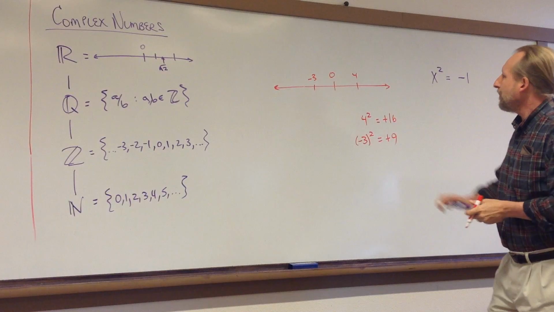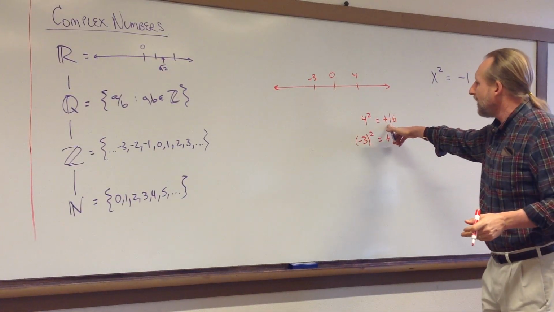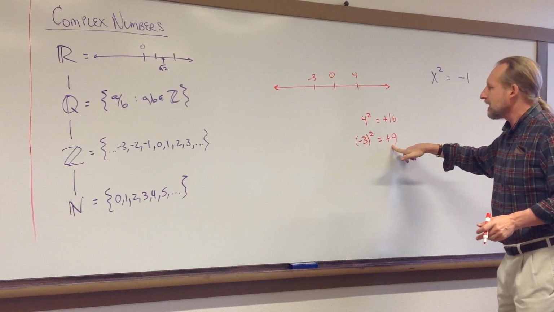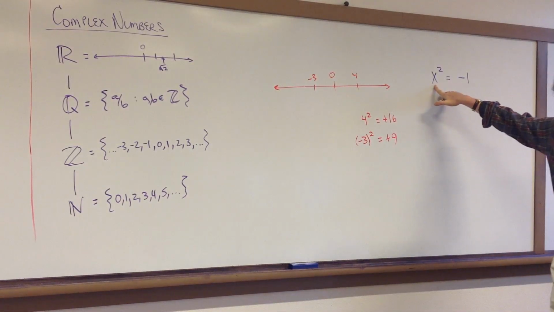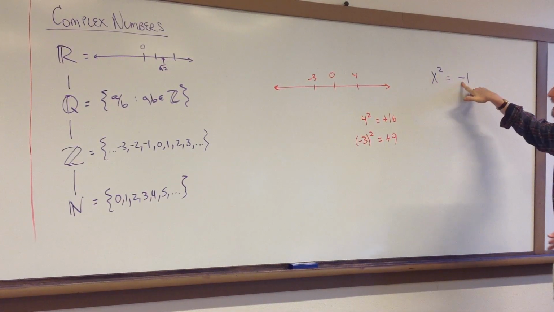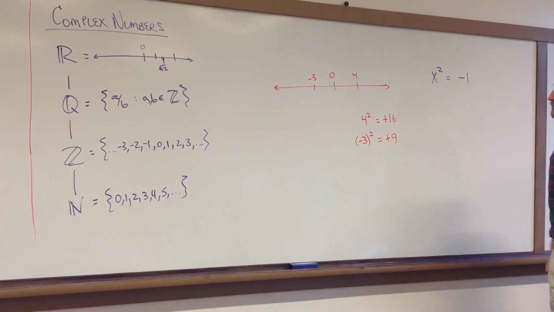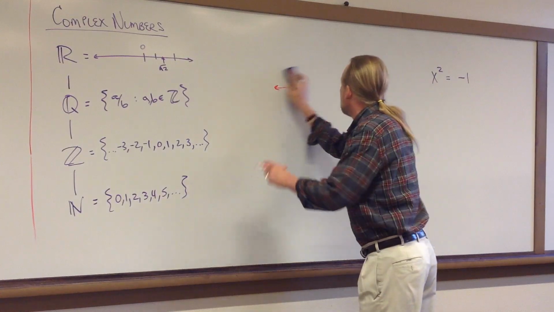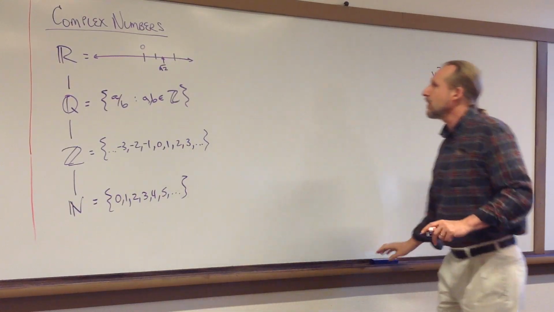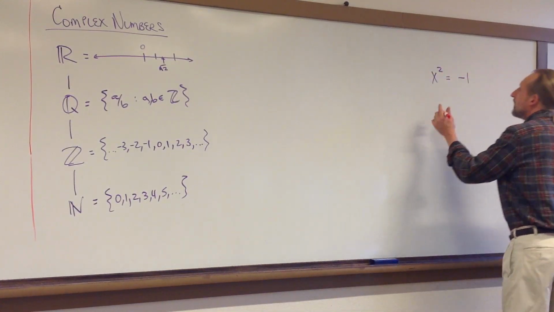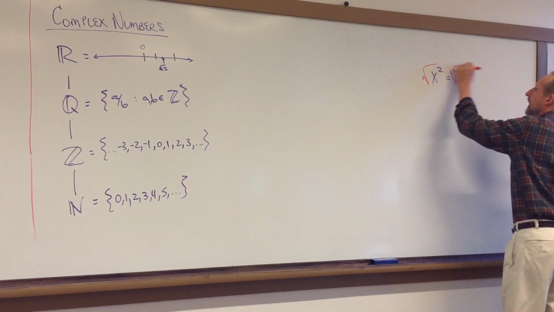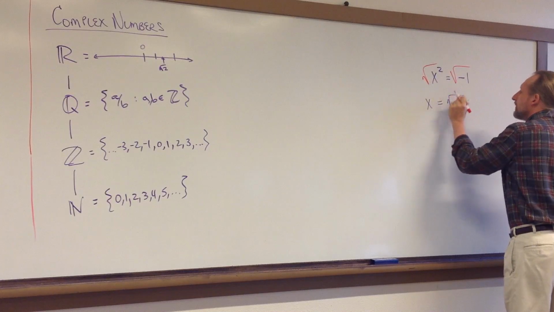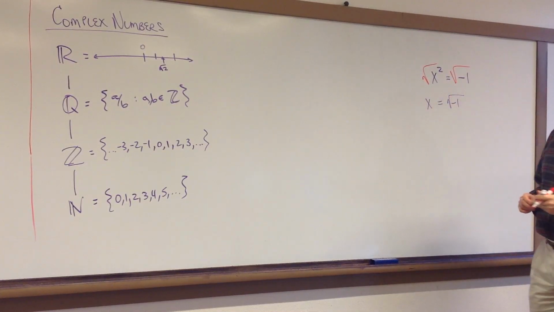Well, if you take a positive number and square it, you get a positive number. And if you take a negative number and square it, you also get a positive number. So what kind of number can you square and get a negative answer? So this leads us to our last extension of the number system for our purposes. If we square root both sides here, this will give us x. And over here, we'll get the square root of -1.